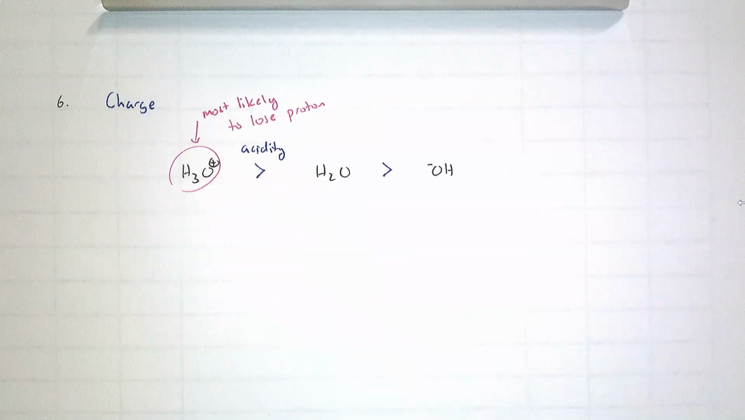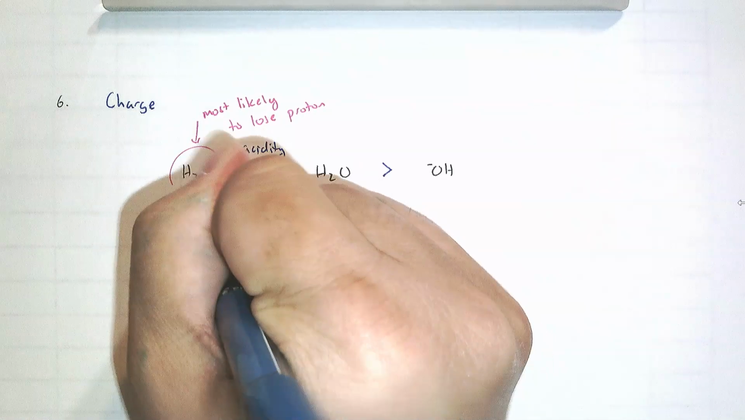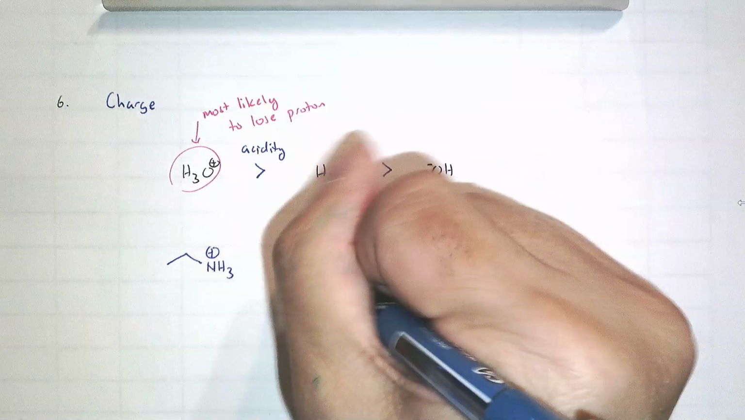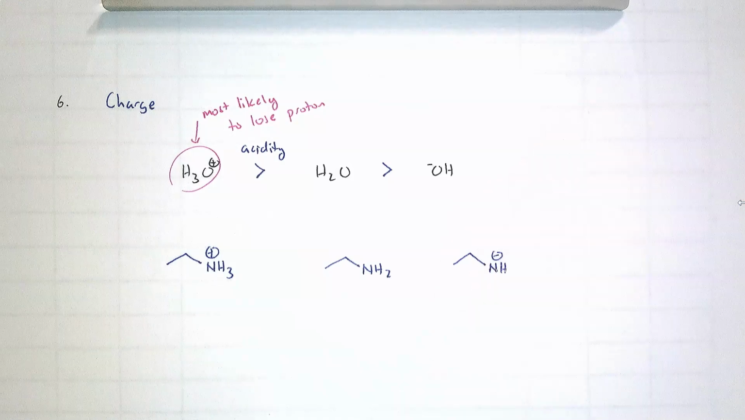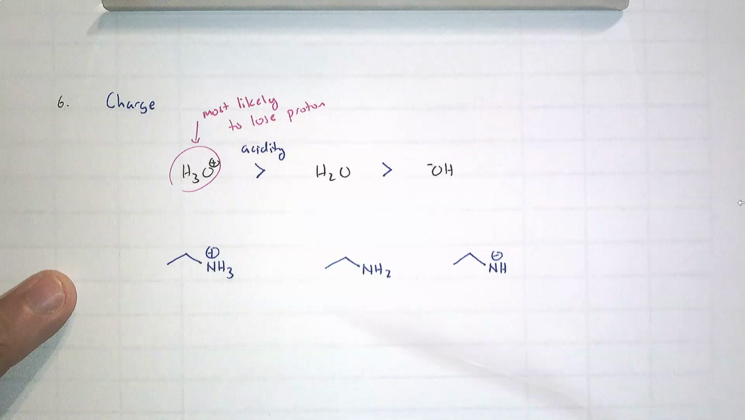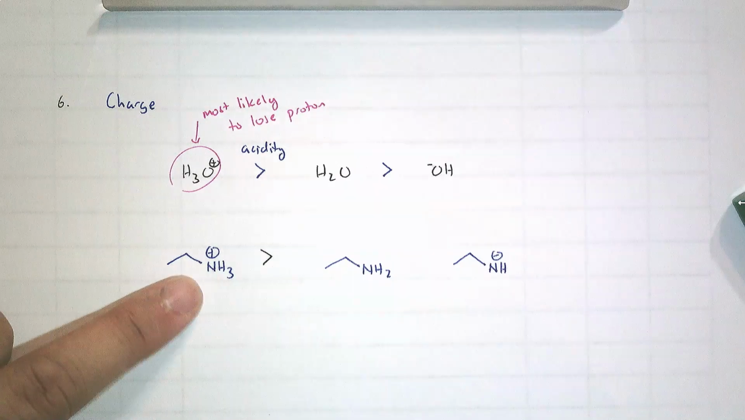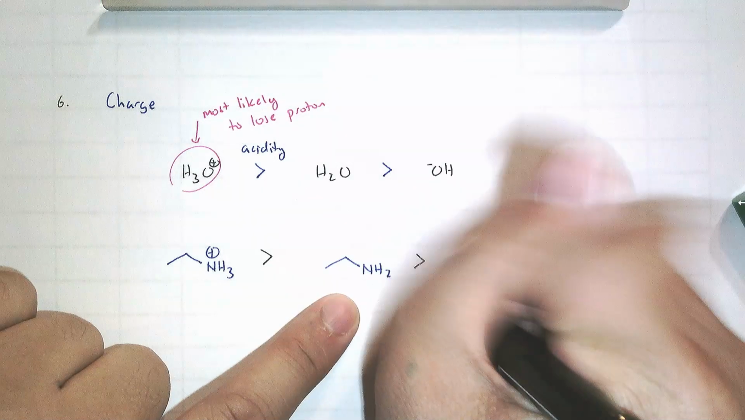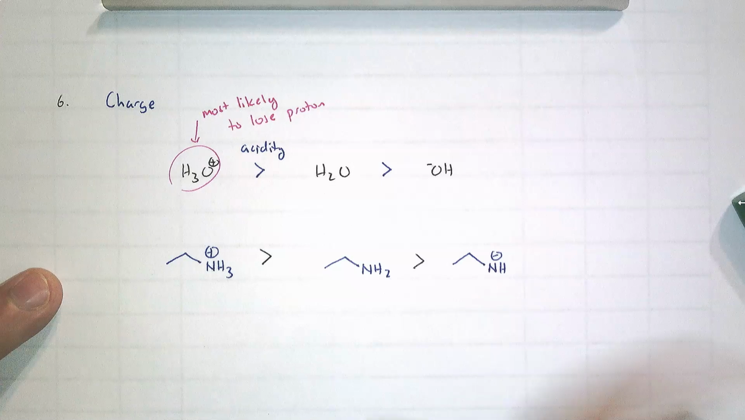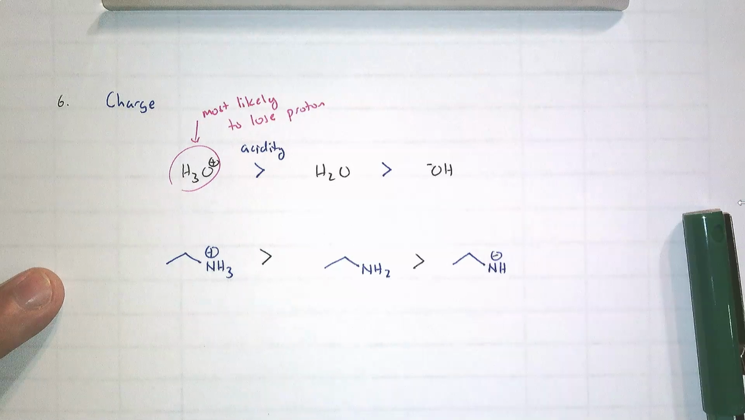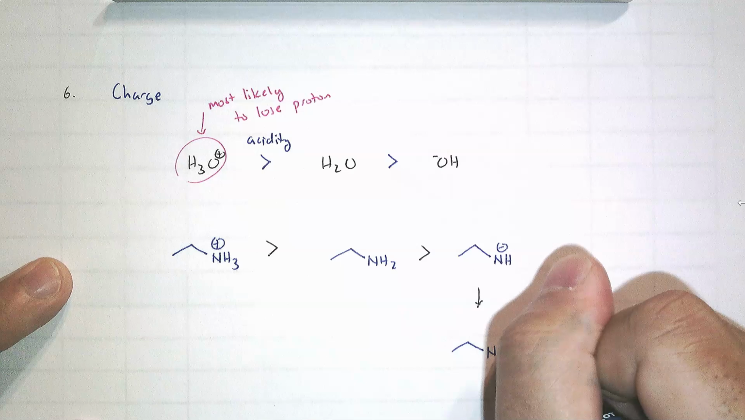Let me give you an organic example. Let's put some carbons on this molecule. NH3 plus versus NH2 versus NH minus. It's in the same order. This is the most acidic because it wants to lose its proton to become neutral. This is the least acidic because it does not want to be N2 minus. Again, it does not want to lose a proton and become N2 minus.